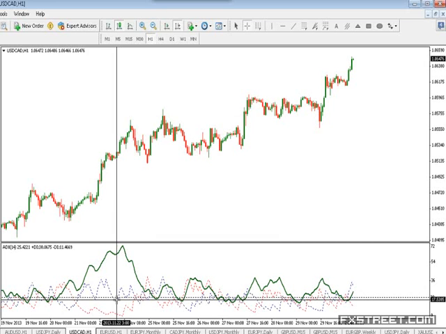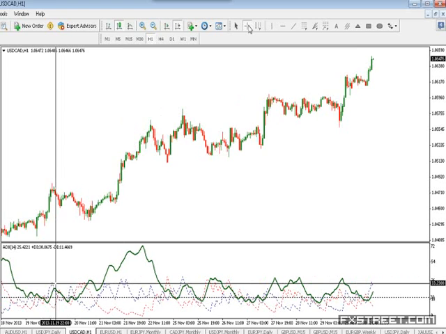Now, one very important point about the ADX is it does not give you the direction of the trend. Whether price is in an uptrend or a downtrend, your ADX in both cases is going to give you the beginning of a trend, but not when price is going to go up or when price is going to go down.